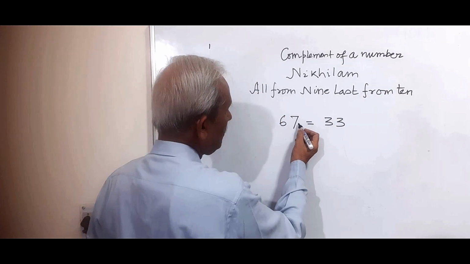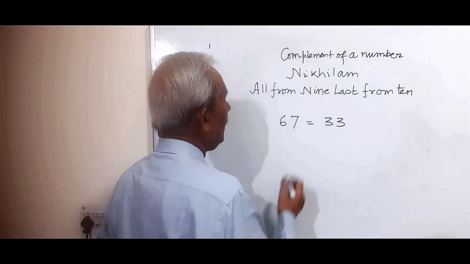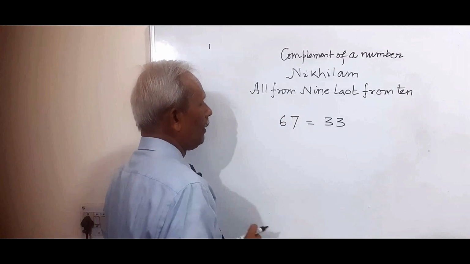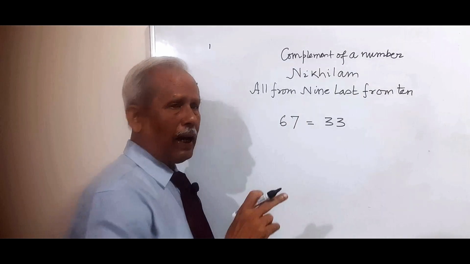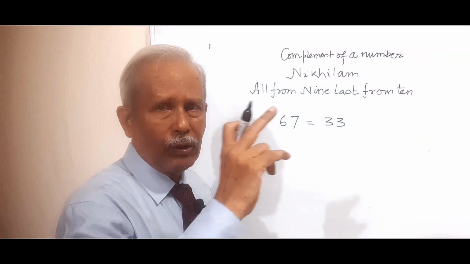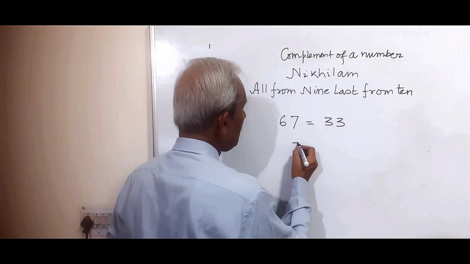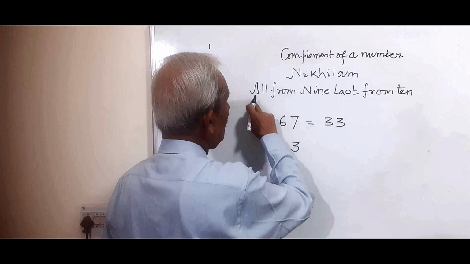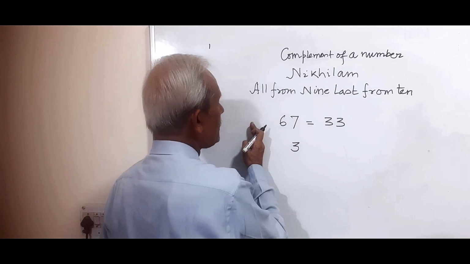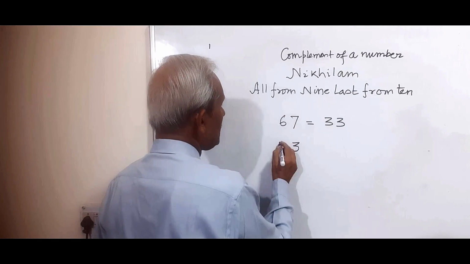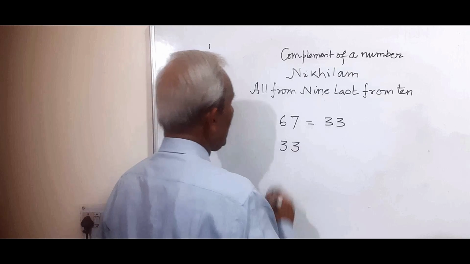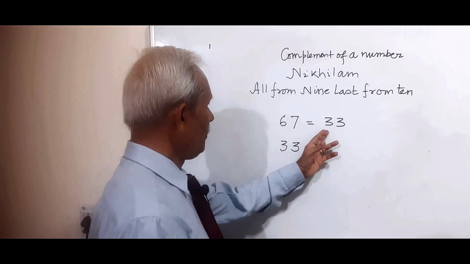Here the last number is this 7. Now last from 10 means subtract this last number from 10. So 10 minus 7 is what? 3. And all from 9. All other numbers from 9. So 9 minus 6 is 3. So even without subtraction, we have found this number.